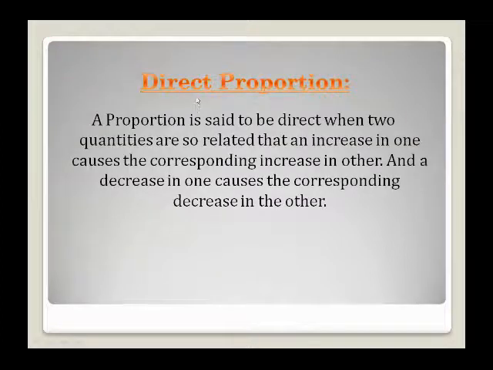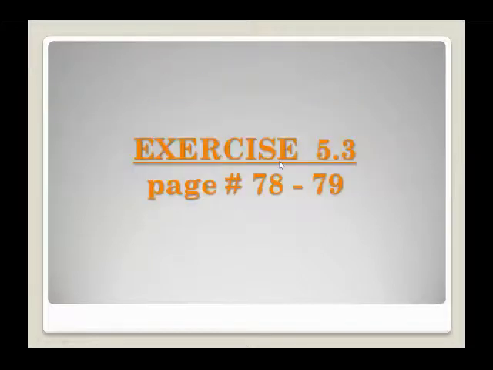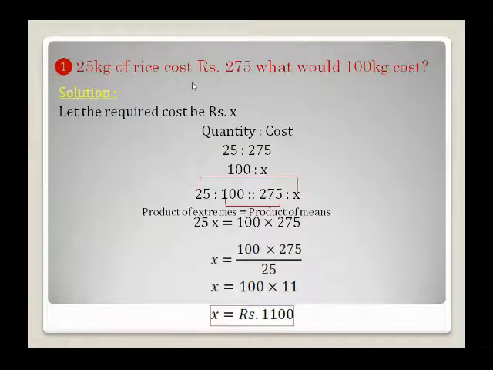Now students, there is another topic from the same exercise, which is the direct proportion. Okay, it is the application of the proportion, which is the direct proportion. A proportion is said to be direct when two quantities are so related that an increase in one causes the corresponding increase in another, and a decrease in one causes the corresponding decrease in the other. Now here we will start our exercise, which is exercise 5.3 from page number 78 to 79. Here are some word problems which are related to the direct proportion.